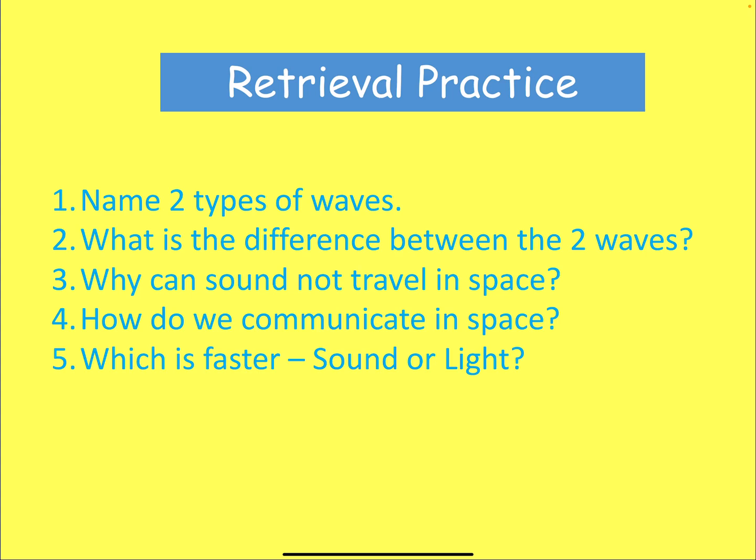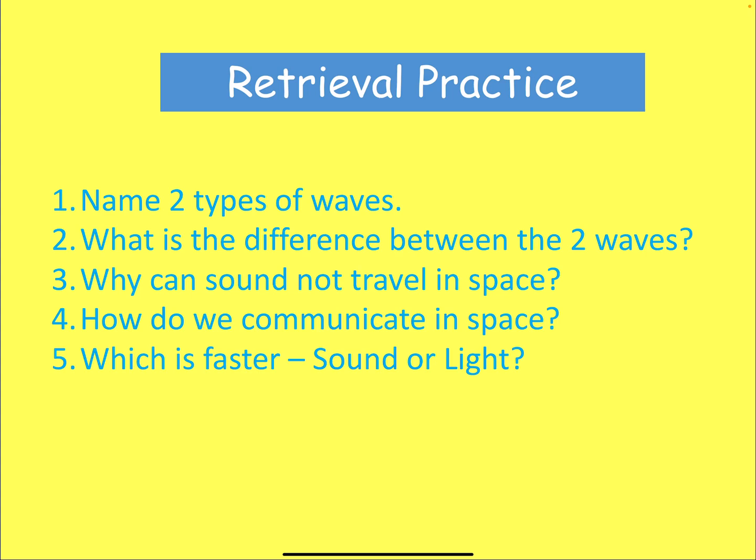Number 3, why can sound not travel in space? Space is a vacuum, there's no air, so sound cannot travel in a vacuum. Number 4, how do we communicate in space then? We use radio waves, which are part of the electromagnetic spectrum. And number 5, which is faster, sound or light? Sound travels at 330 meters per second, whereas light travels at 300 million meters per second. So you can see light is faster.